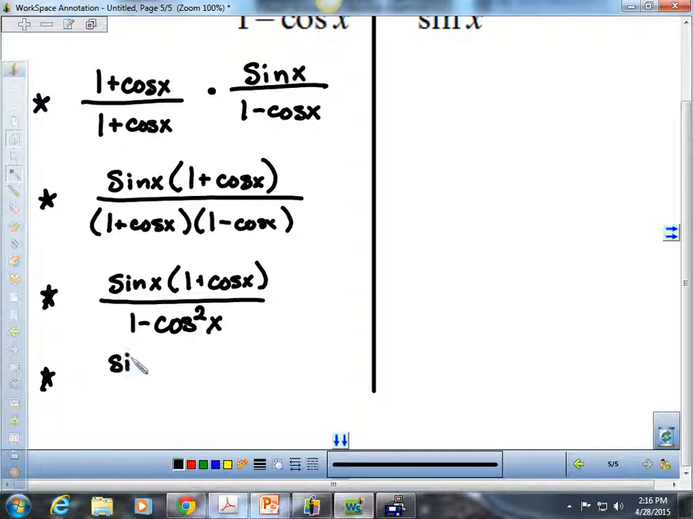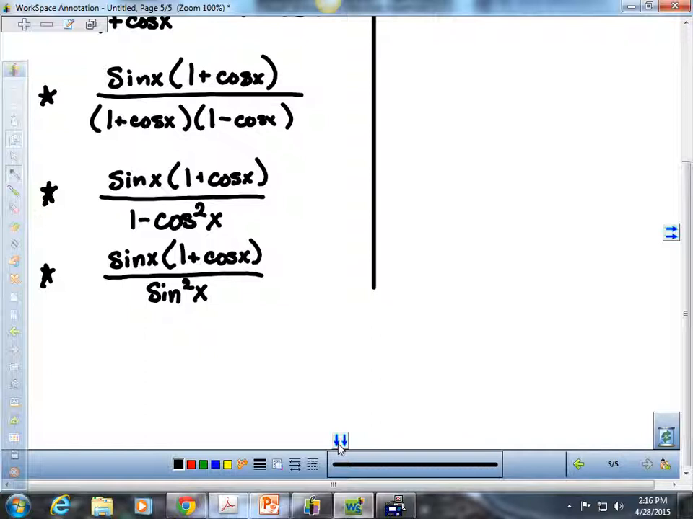So I have sine x times 1 plus cosine x, and I recognize the Pythagorean substitution here. This is sine squared x. I've got it now. I have a factor of sine x up in the top, and I really have two individual factors of sine x in the bottom. What's going to happen? The sine x up top is going to cancel one of the sine x's in the bottom, leaving me with 1 plus cosine x over sine x.